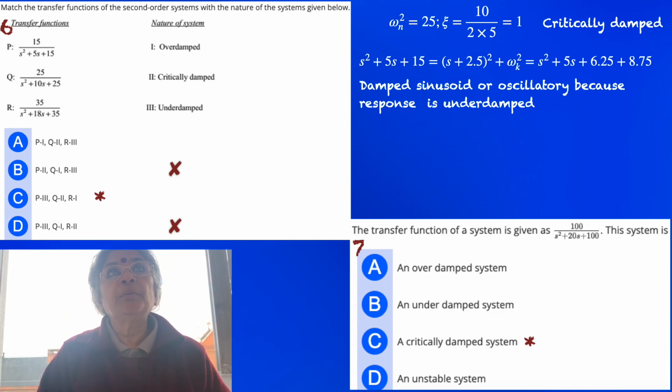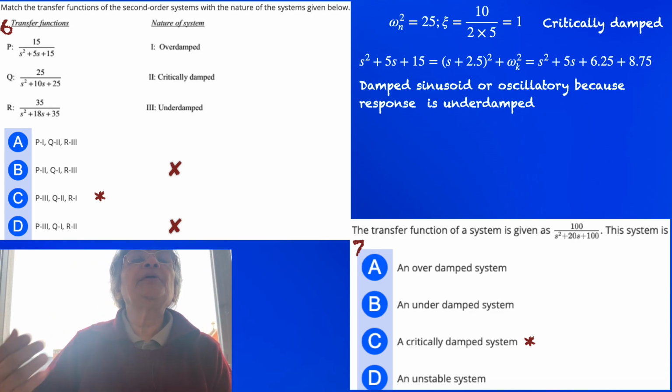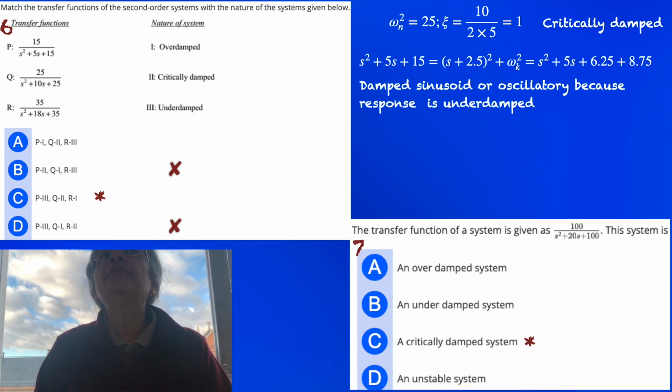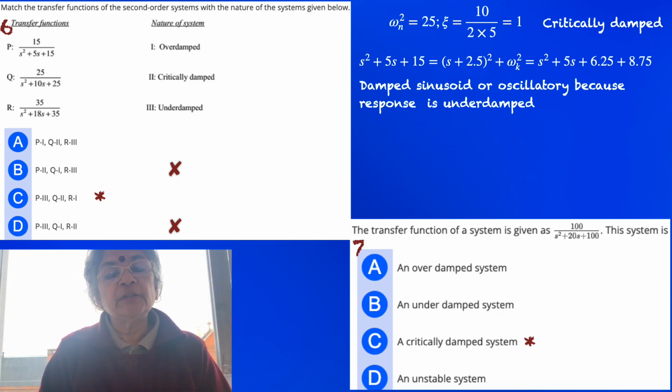Okay, so the purpose of resolving s square plus 5s plus 15 as s plus alpha whole square plus omega square was simply to obtain the Laplace inverse as a damped sinusoid. If it's a damped sinusoid, it is oscillatory, so it is underdamped. So we see that 15 divided by s square plus 5s plus 15 is referring to an underdamped case. So obviously the next one will be an overdamped case.